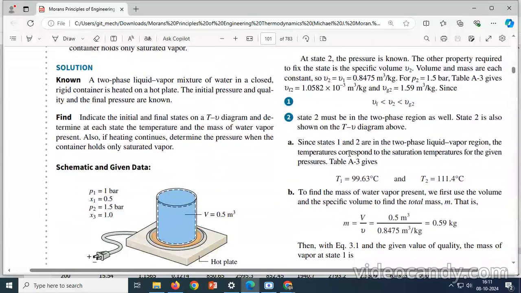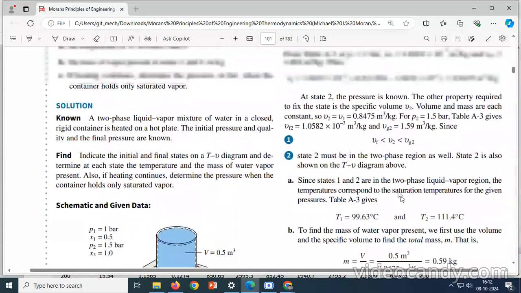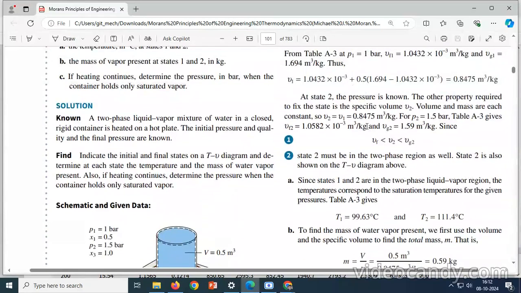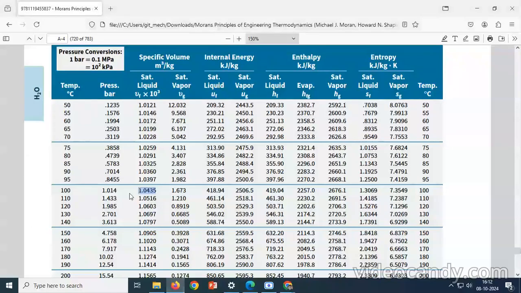Reading the table, I'll directly take the temperatures. Now the question comes: why are we not taking the temperature directly from the table? Because the specific volume is not required to find the temperatures. It is required to find some other values, because they are asking for the mass and other things. That's why they have started with specific volume. In the initial stage, you can write these temperatures directly.